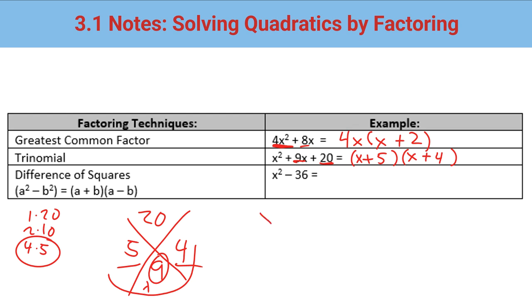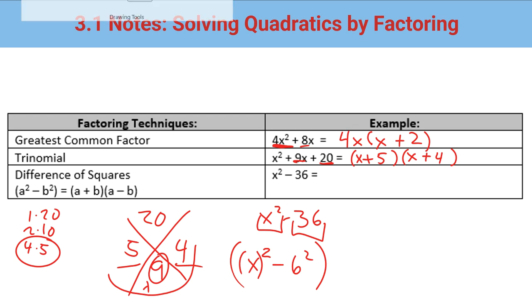So here in our example, I have x squared minus 36. I see that x squared is a perfect square and 36 is a perfect square, right? So I can say that this is the same as x squared minus 6 squared. So this is my a, and this is my b, right? So x is equal to a, and 6 is equal to b. Probably should have written those the other way.